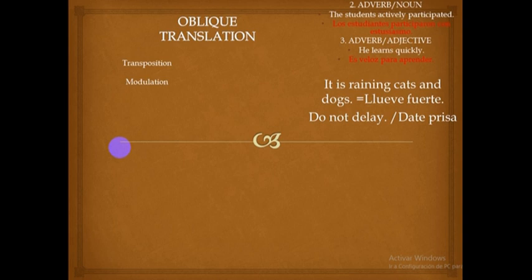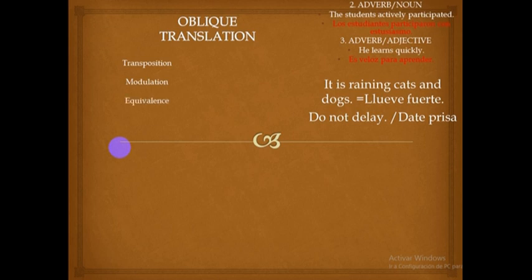And in the second sample, we have the sentence do not delay. In Spanish, date prisa. Okay, here the sentence changes a little. You can appreciate that in English there is a negative form, do not delay. So the correct translation is date prisa.